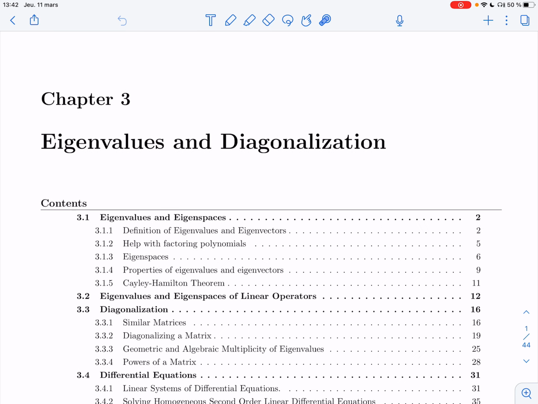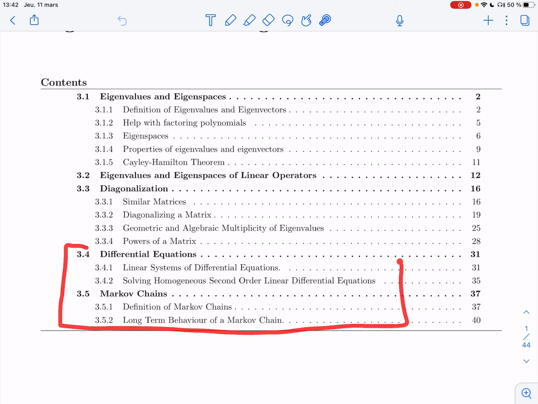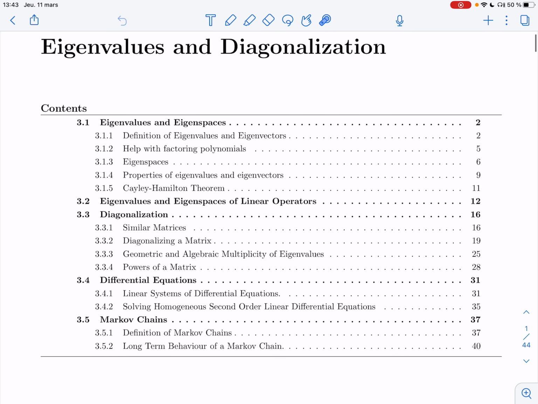Hello everybody and welcome to Chapter 3, where we'll be studying eigenvalues and diagonalization. Notice that towards the end of this chapter, we'll see our first two big applications of linear algebra. But first, we need to talk about eigenvalues and eigenspaces.